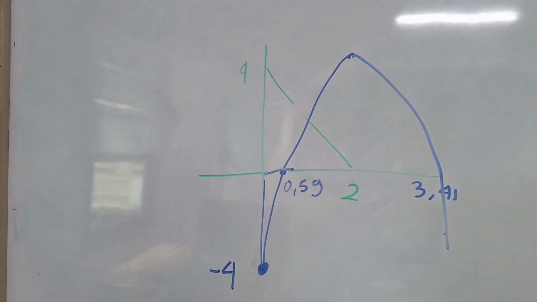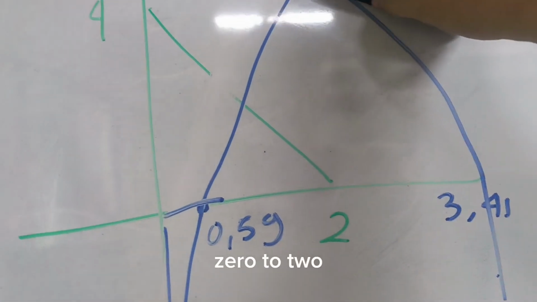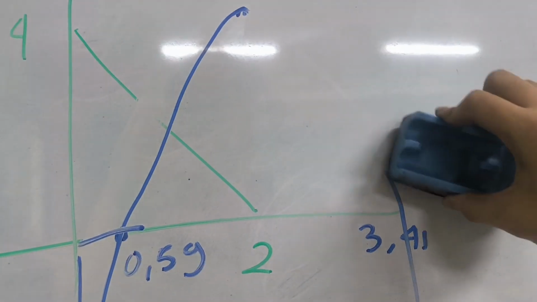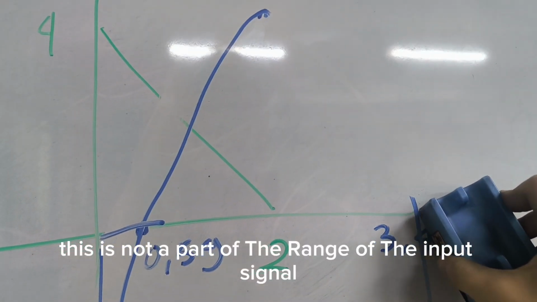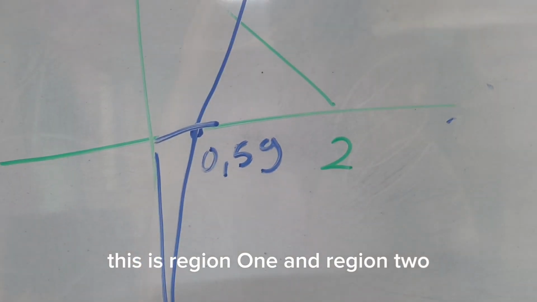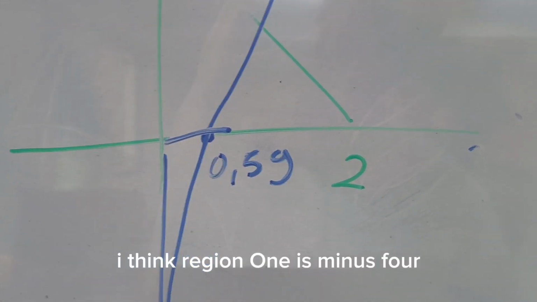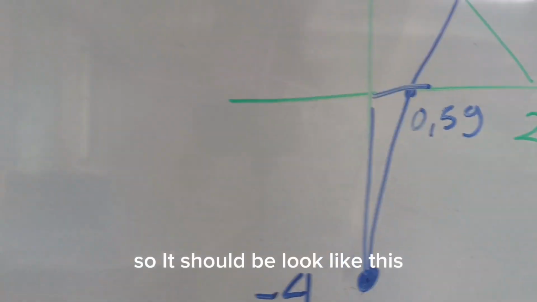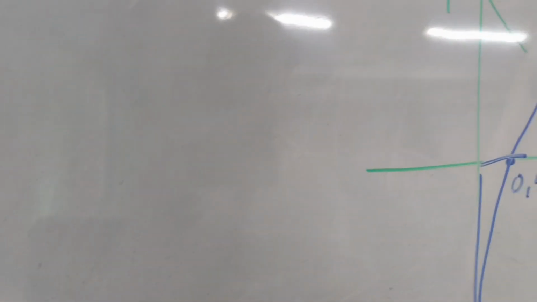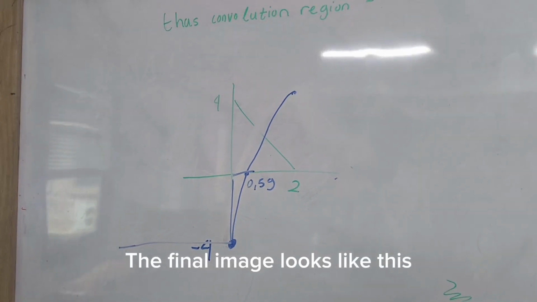This is basically the output of the range from 0 to 2, and we need to erase this because this is not part of the range of the input signal. So again, this is region 2. If I'm not mistaken, I think region 1 is minus 4. So it should look like this. So far, the final graph looks like this.